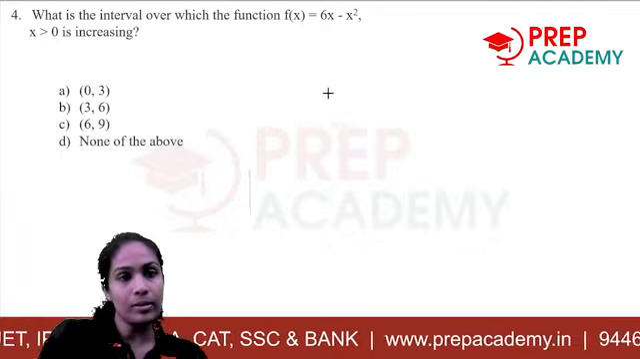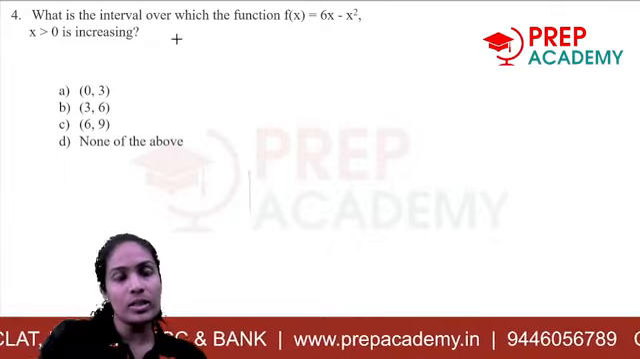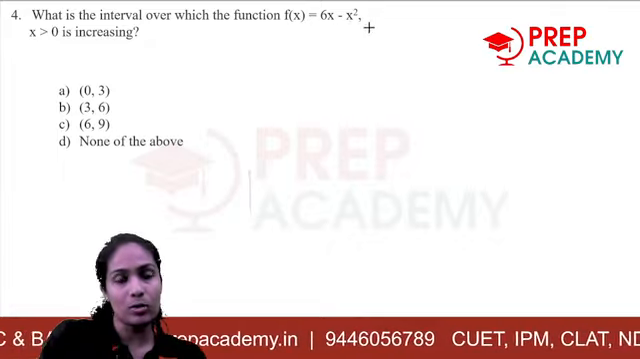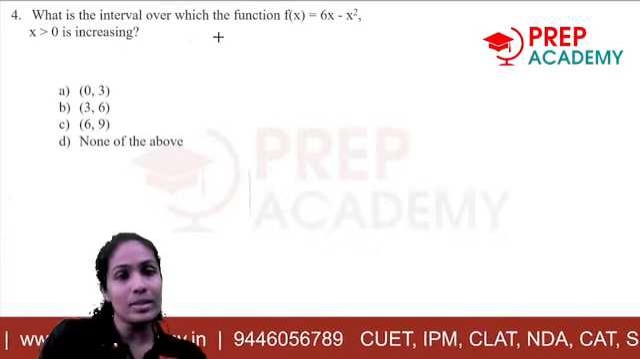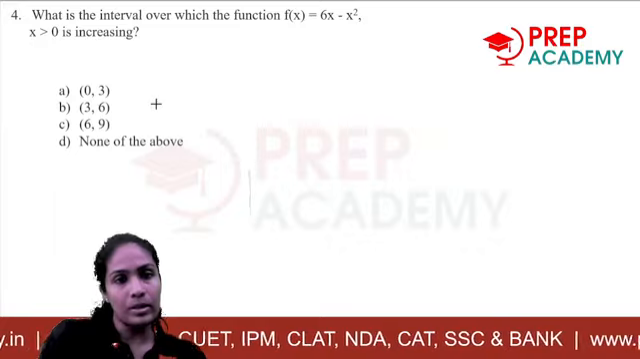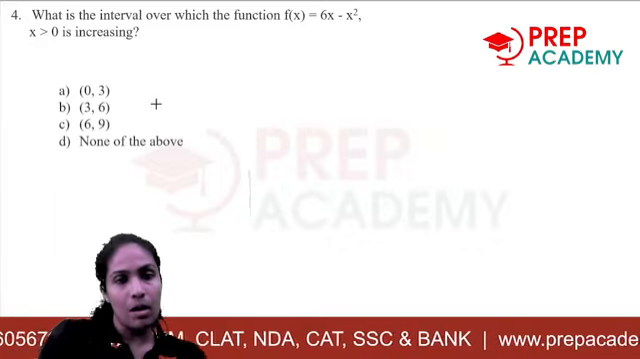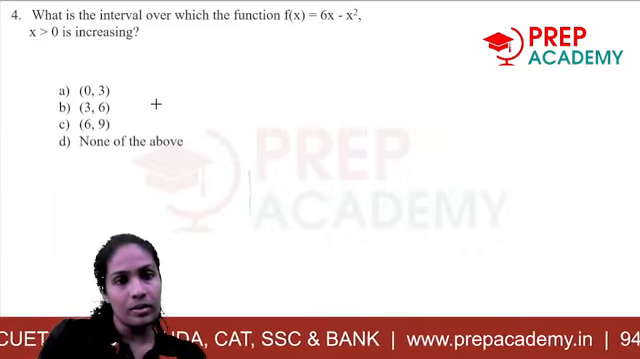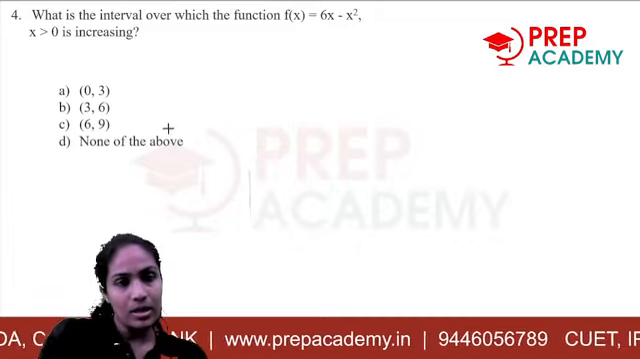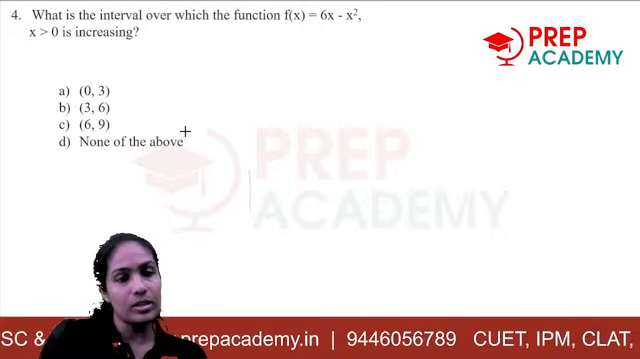Now the next question, the fourth question. What is the interval over which the function f of x equal to 6x minus x square, where x is greater than 0, is increasing? Option A, open interval 0, 3. Option B, open interval 3, 6. Option C, open interval 6, 9. And option D, none of the above.